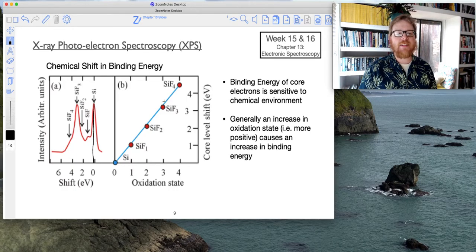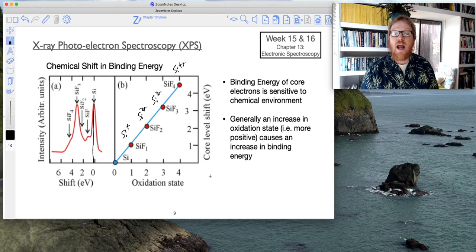But now what happens as silicon goes through these increasing oxidation states? So for example, a silicon bonded to one fluorine, right? That's an Si+. And a silicon bonded to two fluorines is an Si2+. And then an Si3+ and an Si4+.